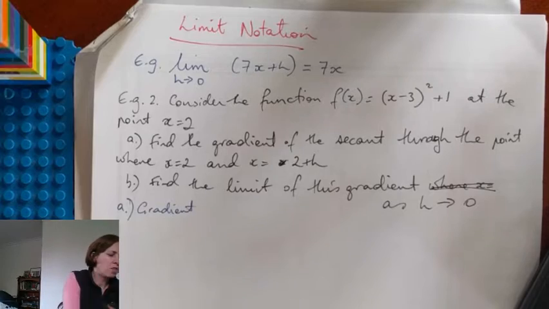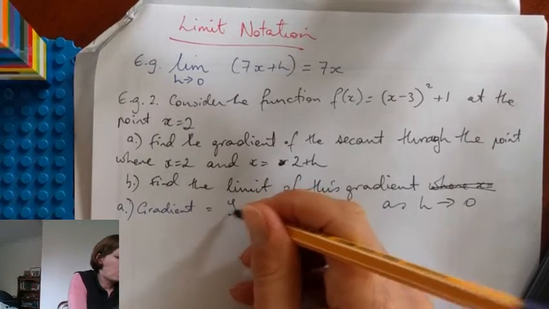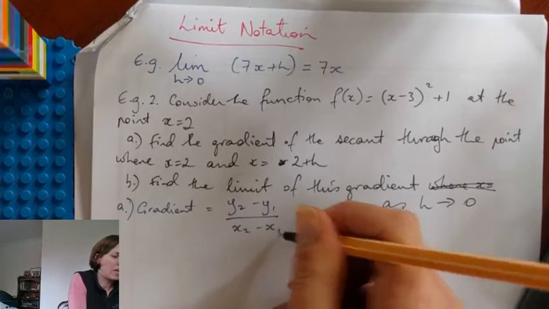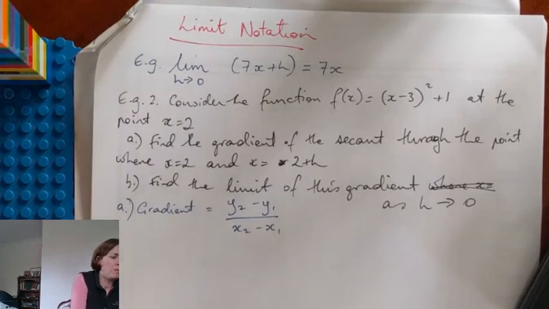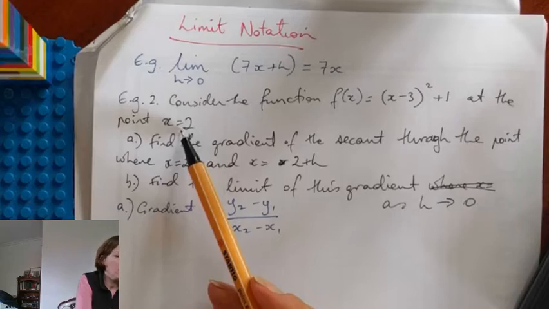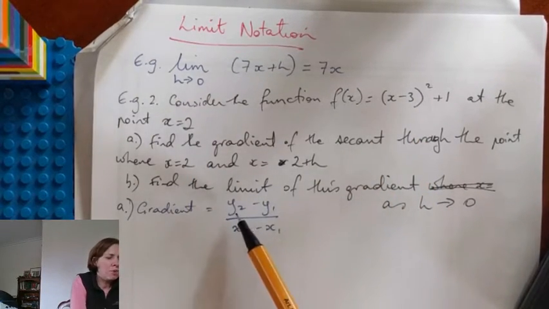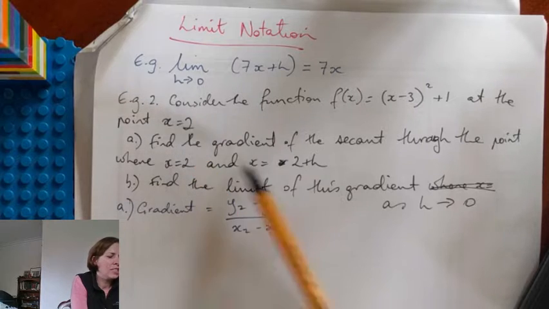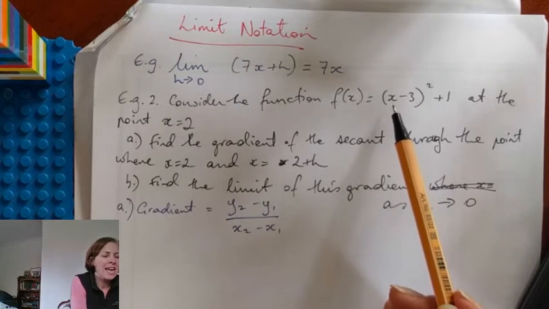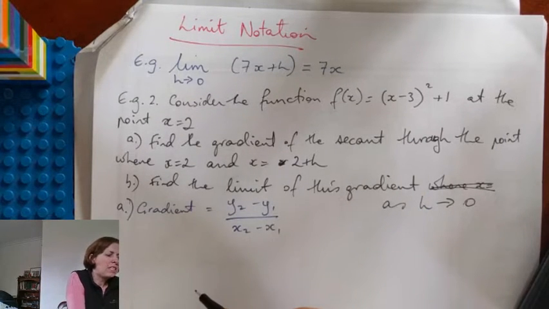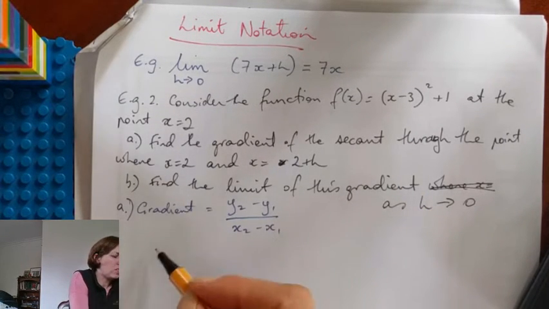There we go. So the gradient is going to be, what would I normally do for gradient? y2 minus y1 over x2 minus x1. And I'm going to have 2 points. The first point is going to be where x is 2, and then I put 2 into the function and I'll get something. And the second point is going to be where x is 2 plus h, and I'm going to put x is 2 plus h into this function, and I'll see what I get. So I'm going to substitute my x and y values into this.